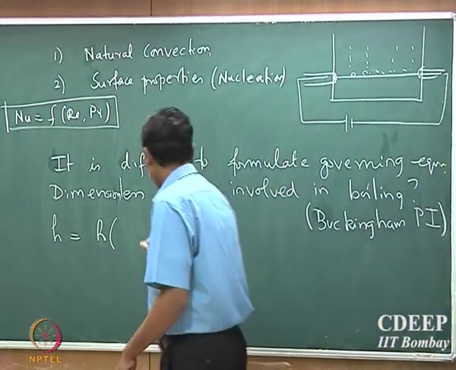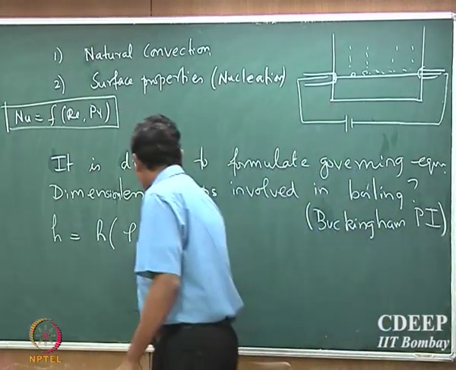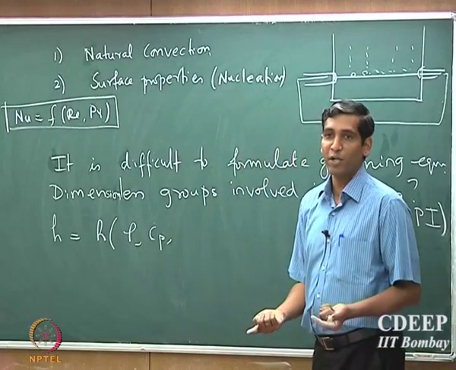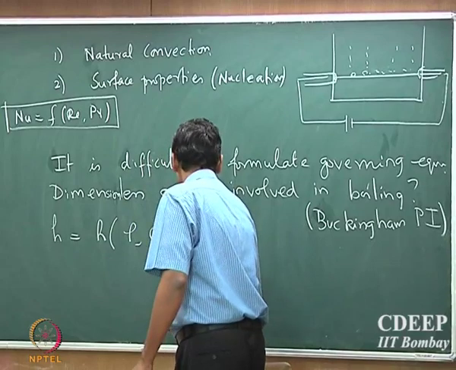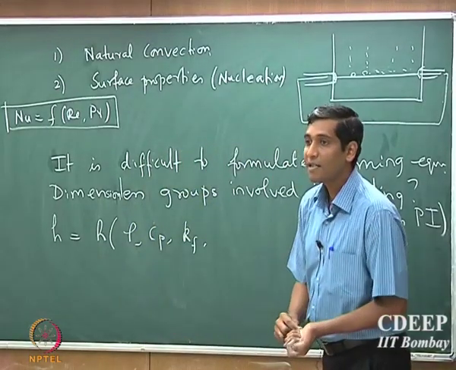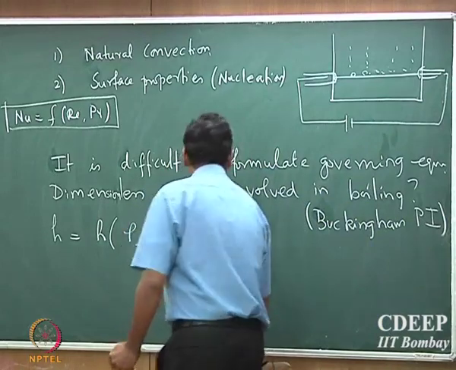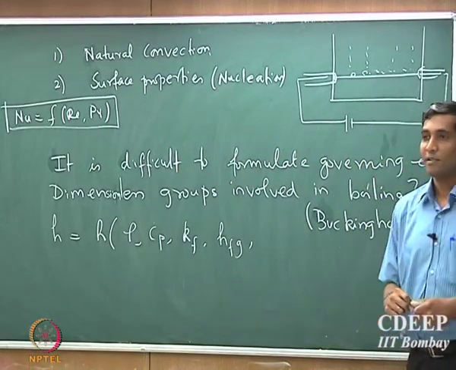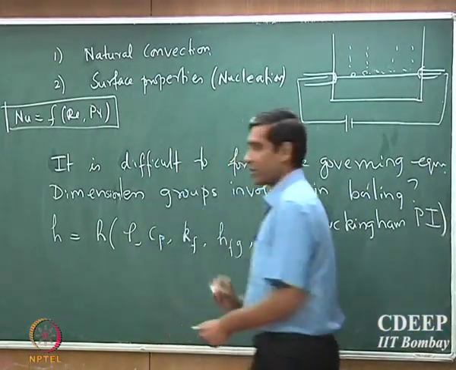Density, okay. Cp, the heat capacity, which tells you the sensible heat that the fluid is going to take. Conductivity, Kf. Latent heat, HFG, which is the latent heat of vaporization of the fluid. Okay, so we got 4. Viscosity, why? Because of natural convection.